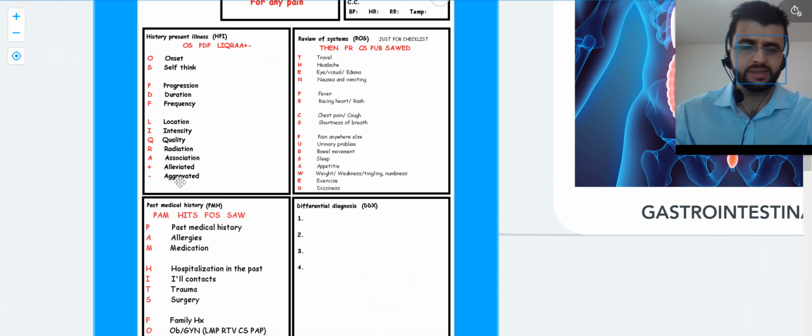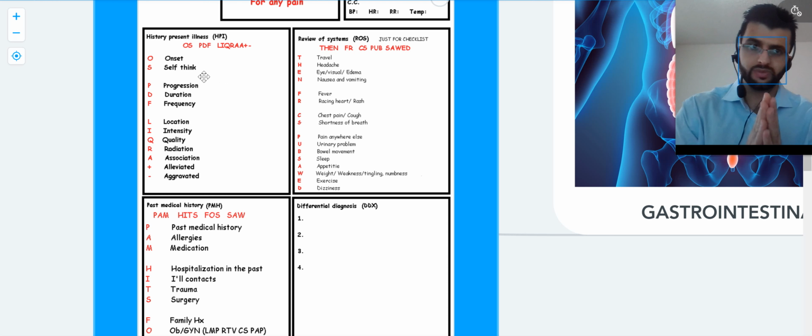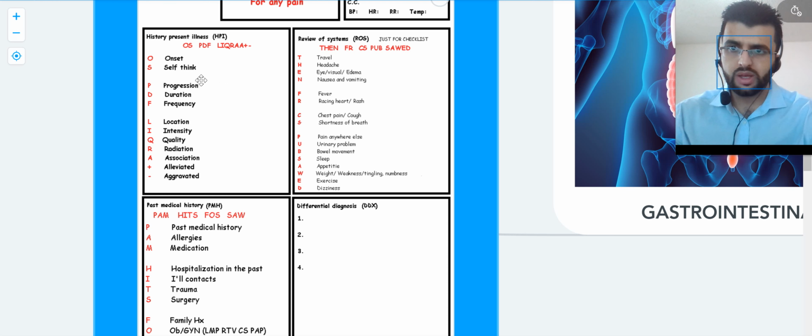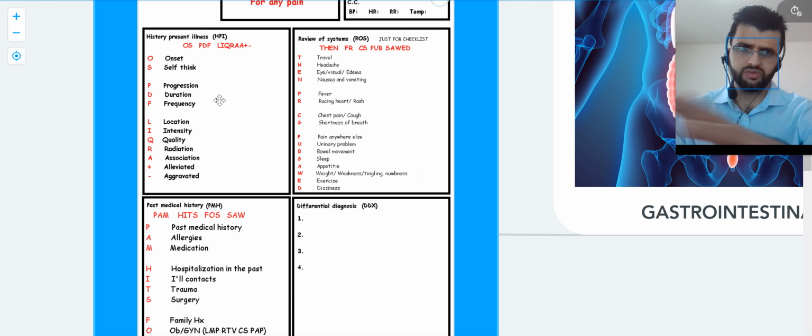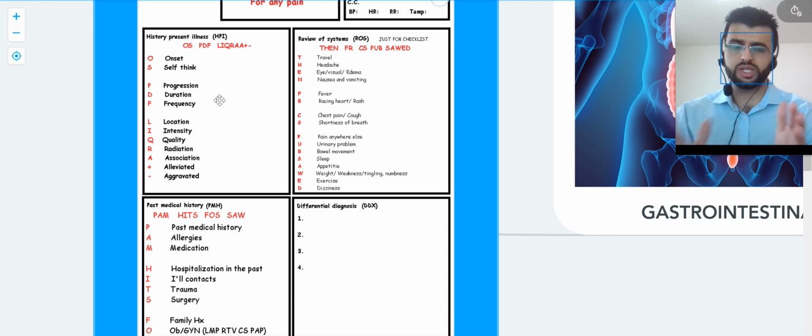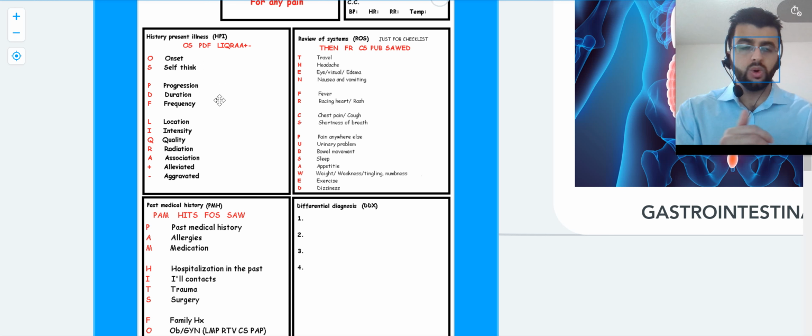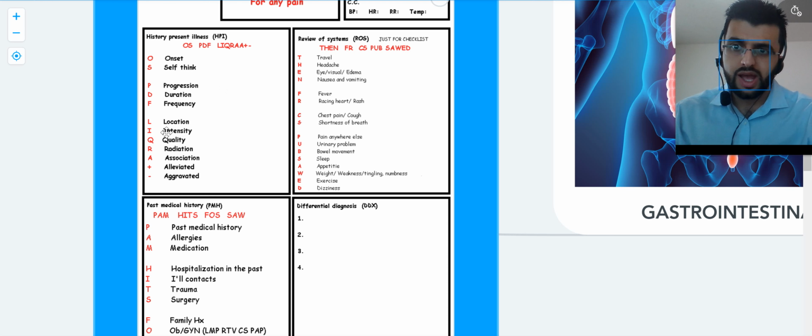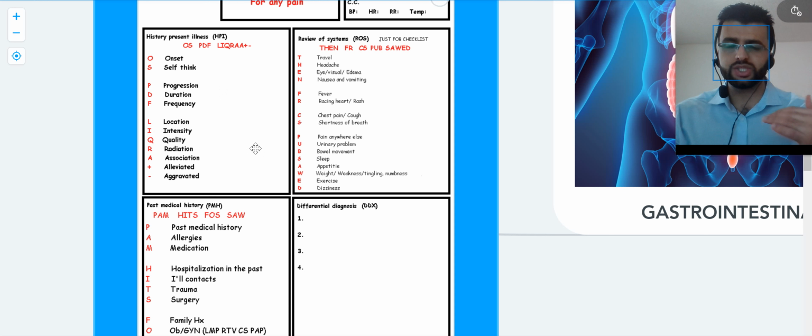O for onset. How did it start? Did it start sudden or gradual? Okay. P, progression. Forget about self. Think this: P, progression. Is it getting better or is it getting worse? Okay. D for duration. How long have you been having this abdominal pain? F, frequency. How often do you have it? Is it constant, every single day, or does it come and go?